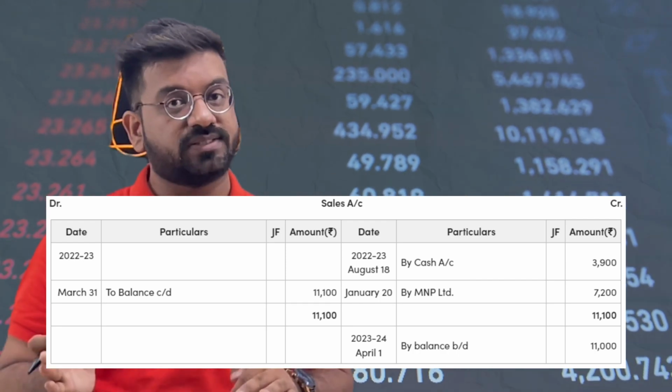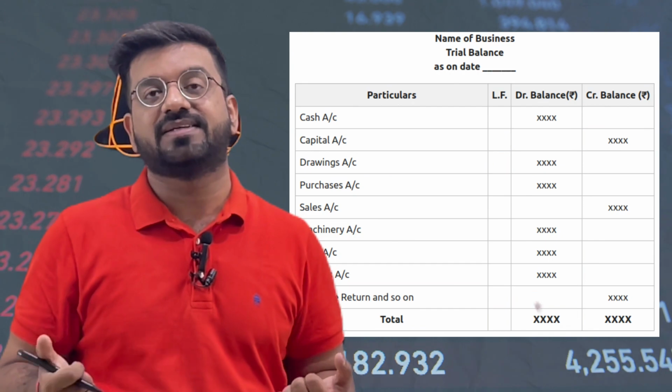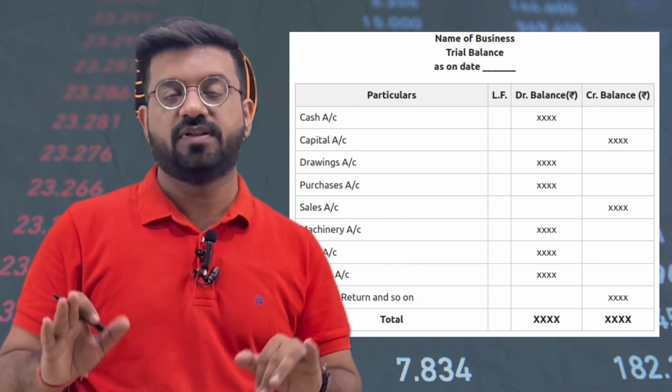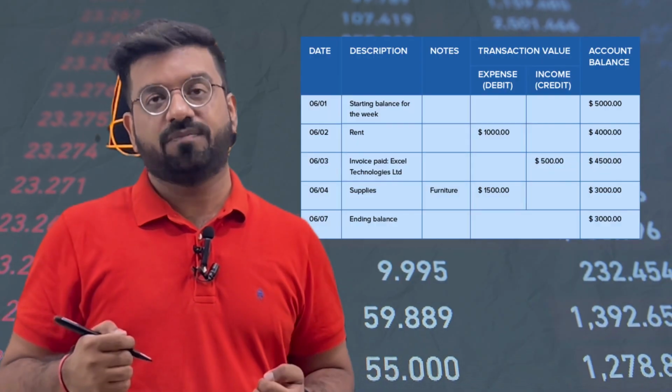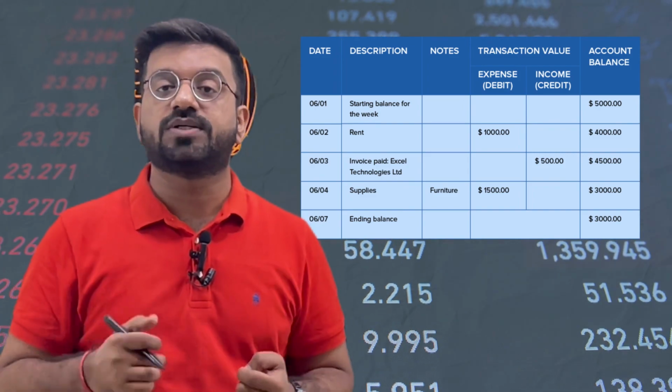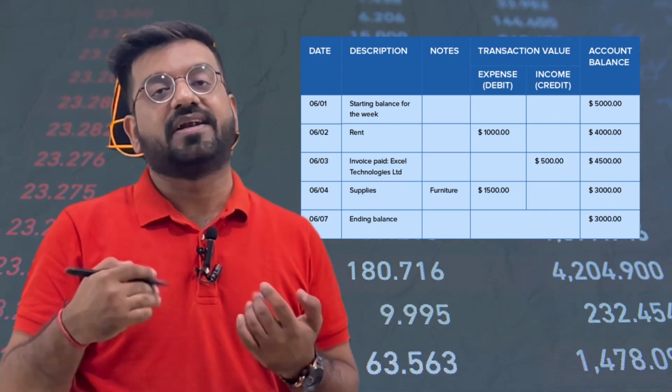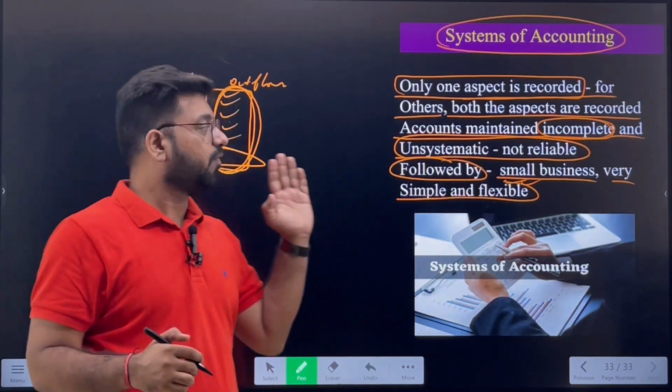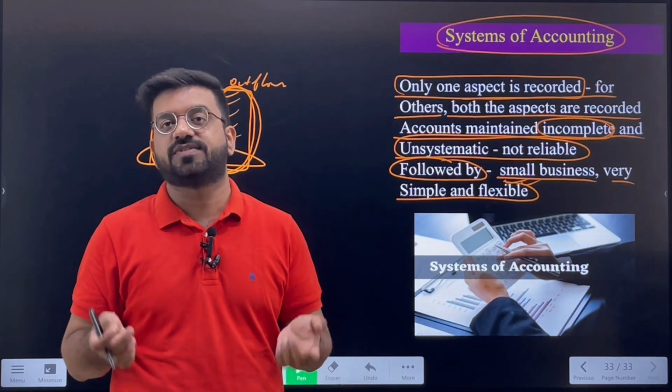Now, to check the accuracy, we make the trial balance. That is the summary of the ledger accounts. We'll study it in the next chapters. Apart from that, the single entry system only records one aspect, mainly the cash book, the inflow and outflow of cash, and the personal accounts from whom we have purchased the goods and to whom we have sold the goods. So this was the explanation and meaning of system of accounting.